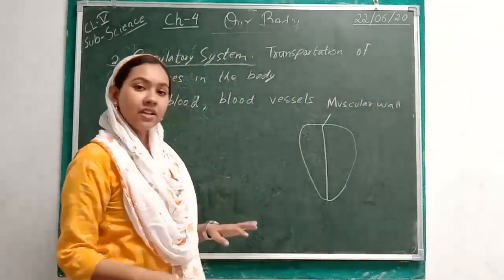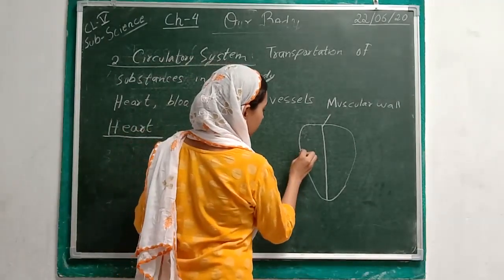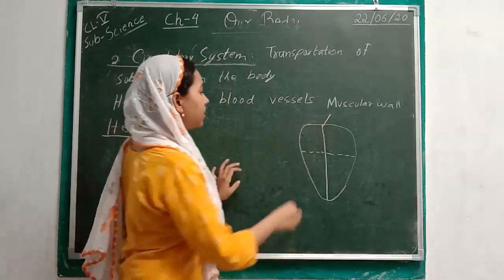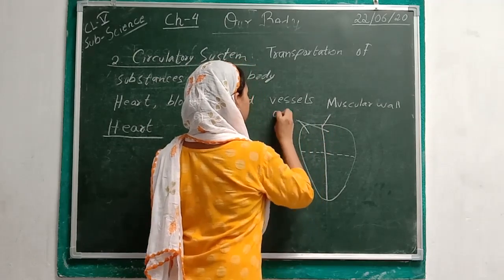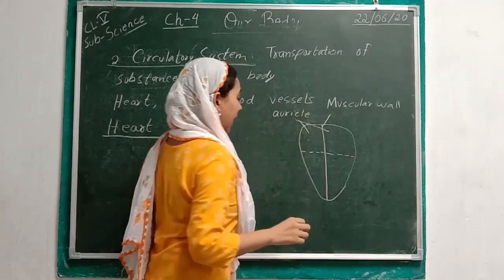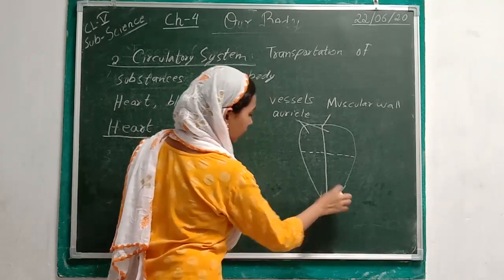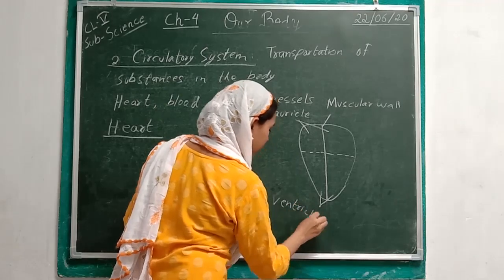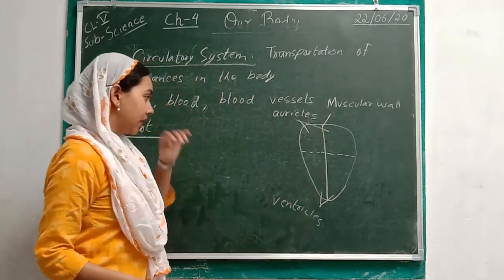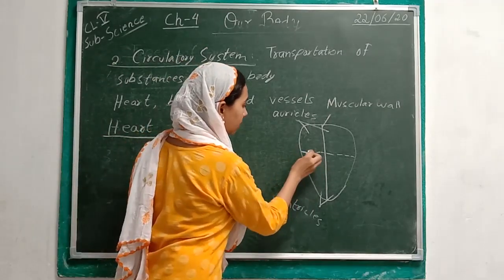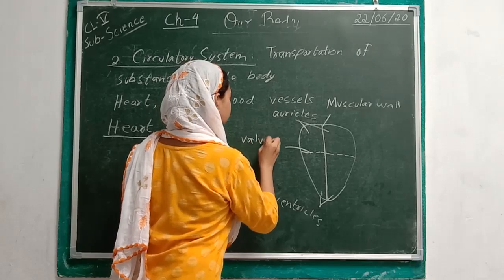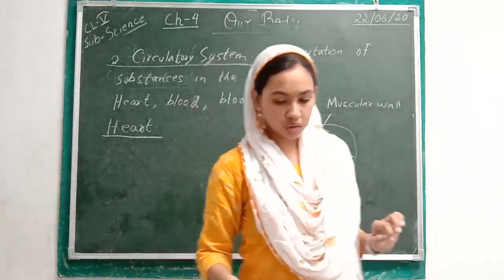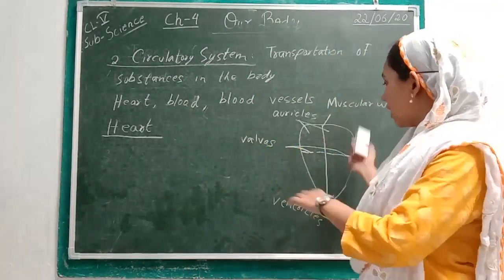Now these two halves again are divided into two halves. So you can see there are again two halves like this, okay. The upper halves are known as the auricle, and the lower part is known as the ventricle. Ventricles actually, because there are two here, okay. And this division here occurs by a structure which is known as the valve, okay. This one and this one, these are the valves together, fine. So this is the structure of the heart.